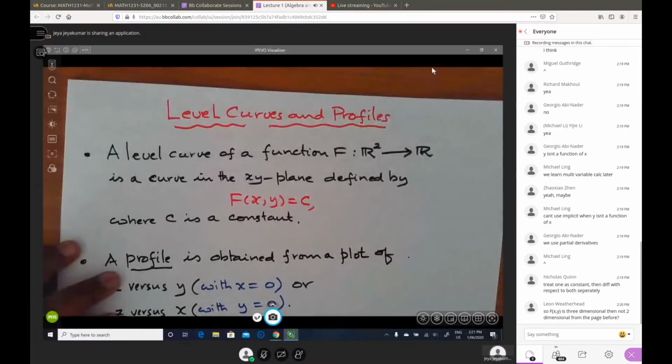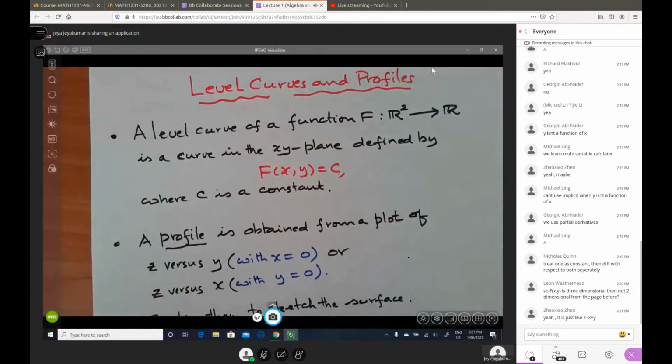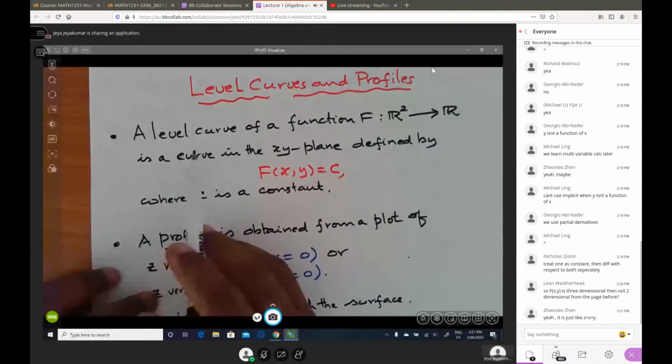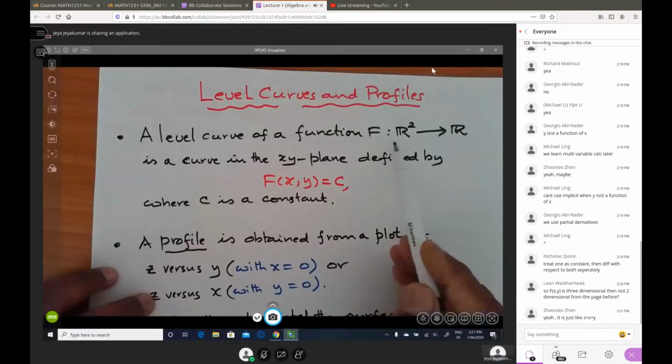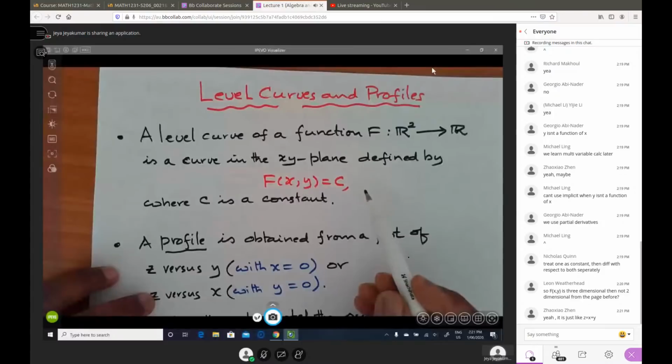Okay, to sketch surfaces, we need to look at the ideas of level curves and profiles. So what's the definition of a level curve? A level curve of a function of two variables from R2 to R is a curve in the xy plane defined by f(x, y) equals constant. C is a given constant. Okay?